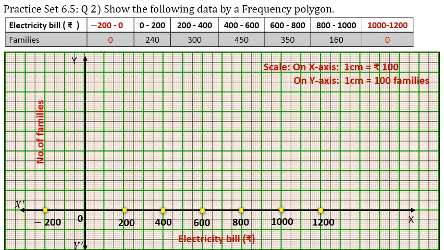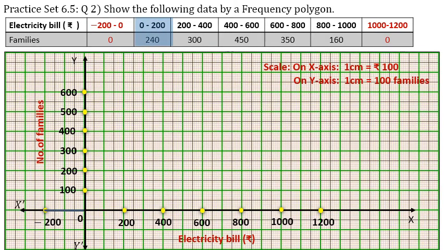On the y-axis, we take the scale as 1 cm is equal to 100 families and mark the number of families on the y-axis. Next, we start drawing the histogram. For the first class interval -200 to 0, the frequency is 0. So, the rectangle will be drawn corresponding to frequency 0.